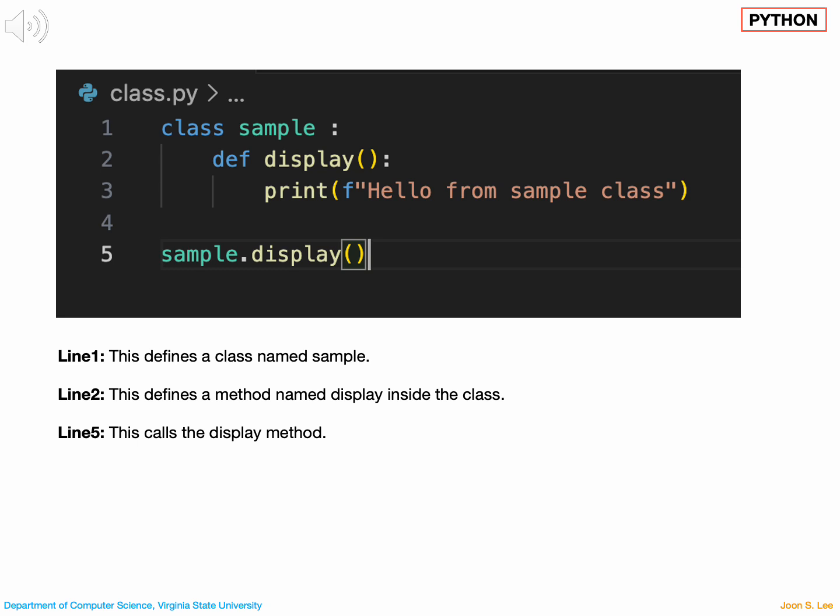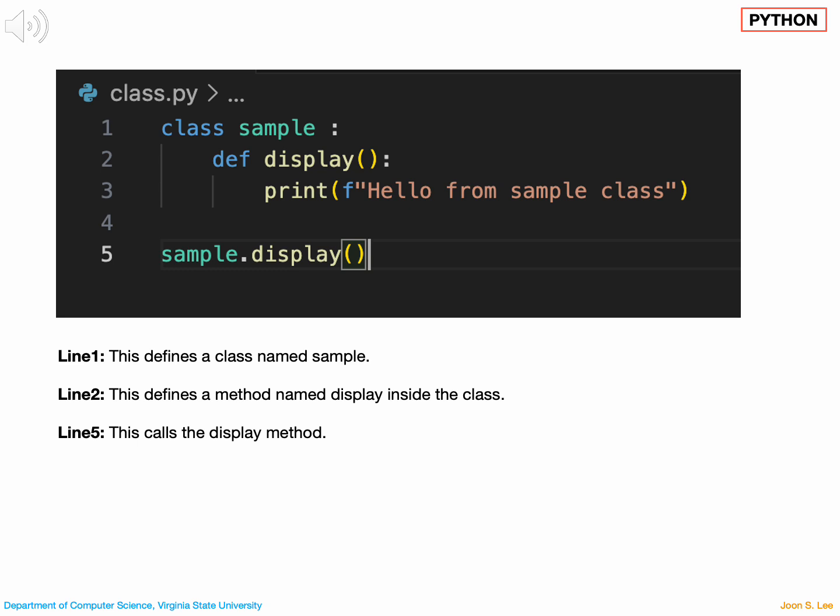Inside the class, on line 2, we define a method called display. This method contains behavior. In this case, it simply prints a message. On line 3, the print statement is the actual work being done by the method. Then on line 5, we call sample.display.